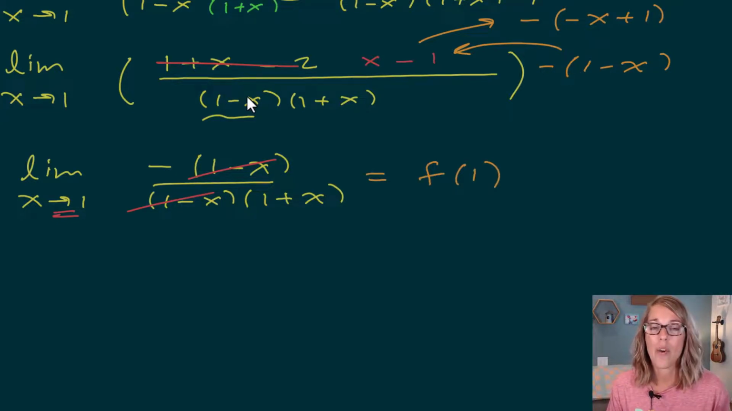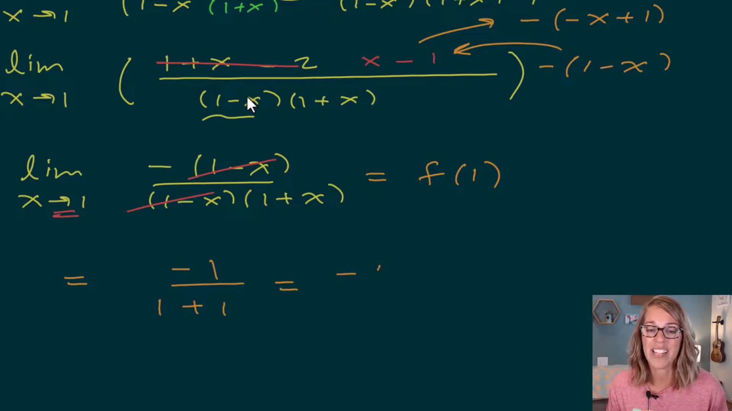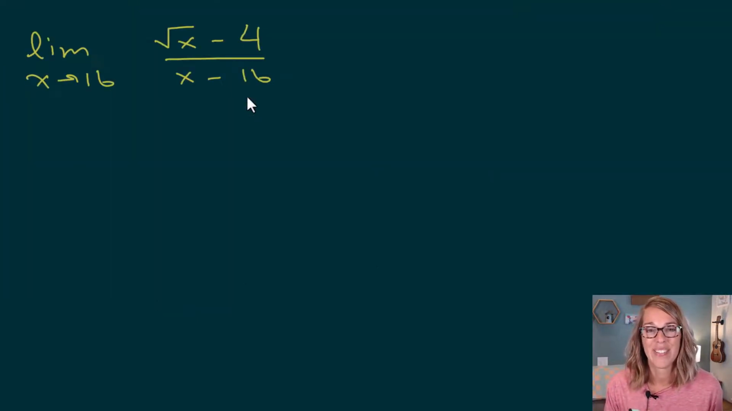So evaluating this at 1, I can drop that limit. I end up with a negative 1 in the numerator and just the 1 plus x. So I'll write that as a 1 plus 1 in the denominator, and we get negative 1/2. We're going to switch gears.